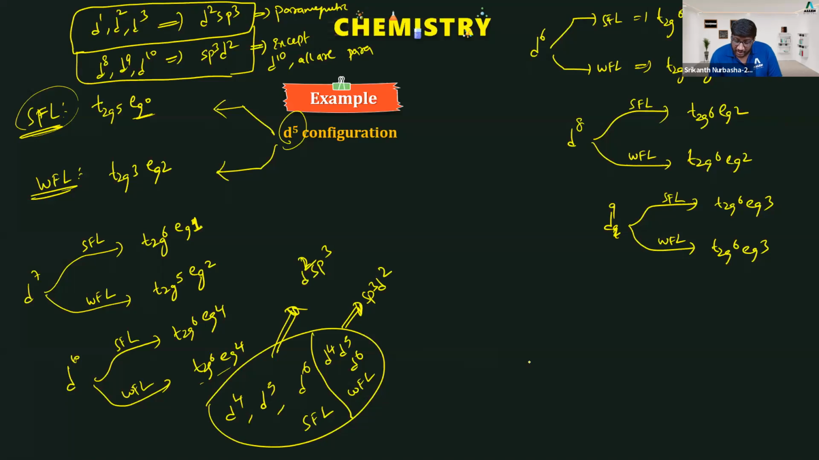Now what will happen in the case of D7? D7 strong field ligand. Sir, you may argue like, sir, t2g6 eg1. So eg is not vacant now. t2g6 eg1. So what will happen in the case of D7 strong field ligand? d2sp3 or sp3d2?